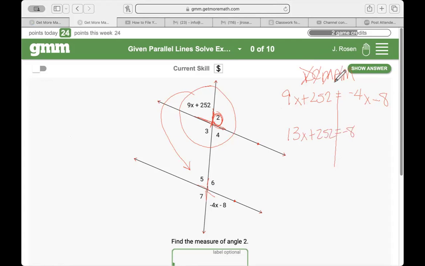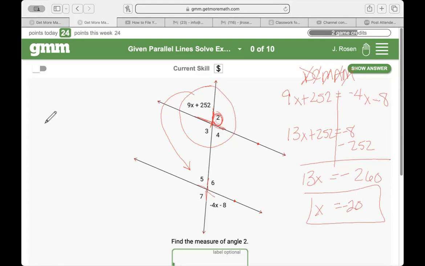And then we're going to have to get rid of the addition or subtraction. So we're going to subtract 252. So I'm going to put that in the calculator. Negative 8 minus 252 is negative 260. And then we have to multiply or divide, which means we're going to divide by 13. So negative 260 divided by 13 equals negative 20. So we know that x equals negative 20.